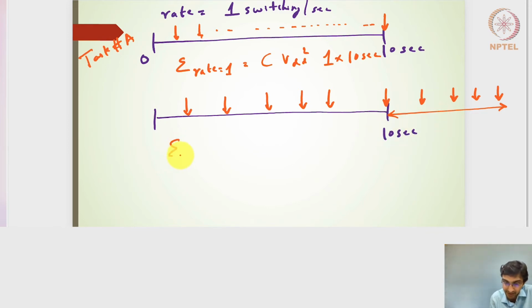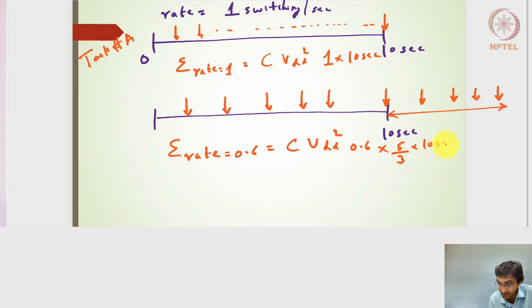So my energy for completing task A with the rate configured to 0.6 will be nothing but C VDD square, and then the rate will be 0.6, but it will have an extension of time 5 by 3 into 10 seconds. It turns out that 0.6 is nothing but 3 by 5, and then this is 5 by 3. So this will get cancelled with this. So I'm finally having C VDD square multiplied by 10 seconds, which is the same as the energy with the rate of 1.